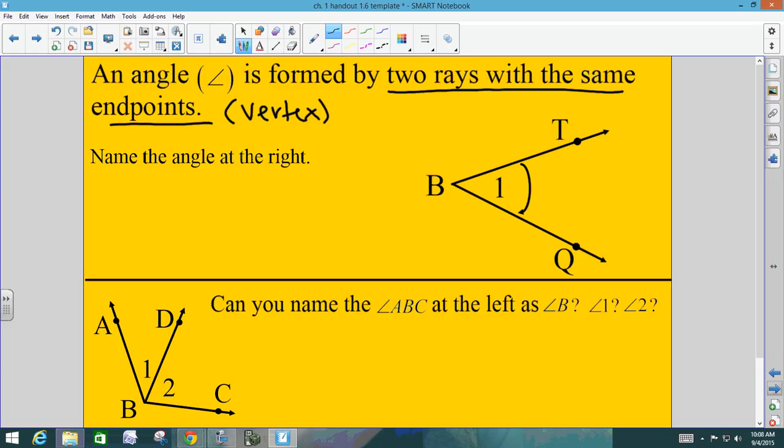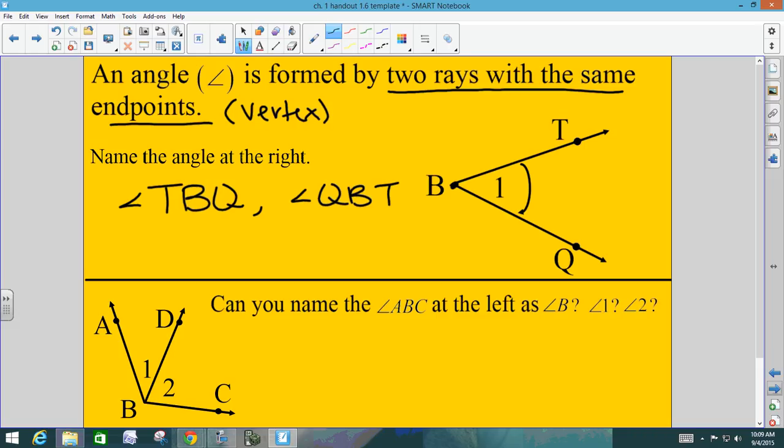Angles can be named differently. The most common way you name an angle is by using three letters from the angle. So we could name this angle angle T, B, Q, and I'm sure you have that one already on your paper, don't you? Yes, okay. I could go the other way and name this angle Q, B, T. Your vertex, the endpoint that they share, must be in the middle when you're using three letters. The vertex of the angle has to be the middle letter when you use three letters.